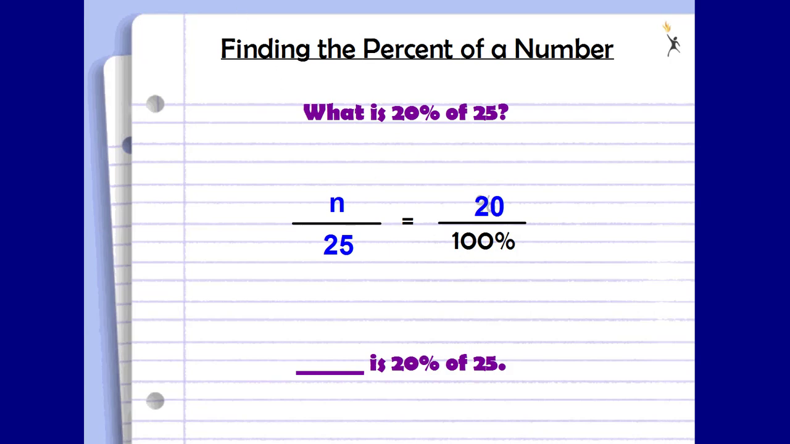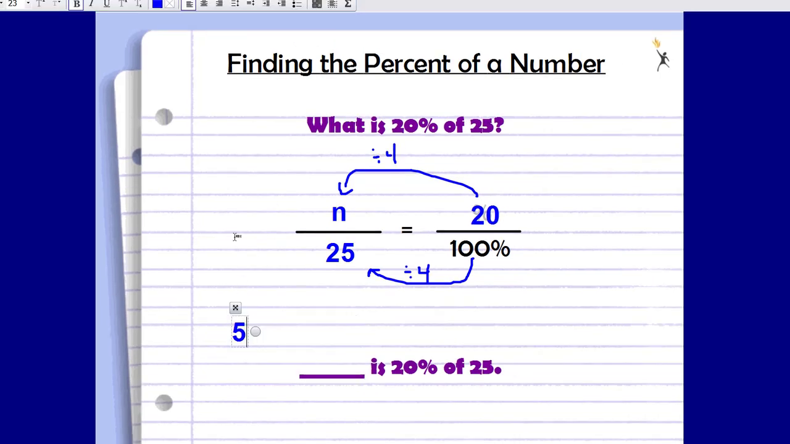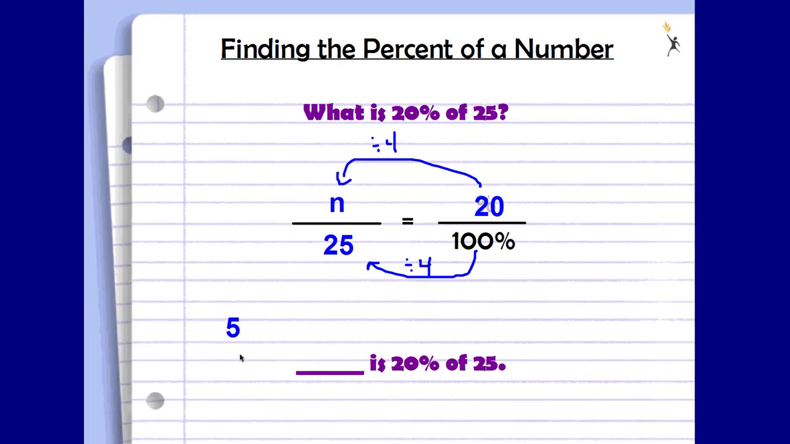We're ready to solve. Can we use a scale factor and go from 100 to 25? Definitely. Think about quarters. We can divide the 100 by 4 to make 25. Use the same scale factor on the 20, and 20 divided by 4 is going to equal 5. So 5 is 20% of 25.